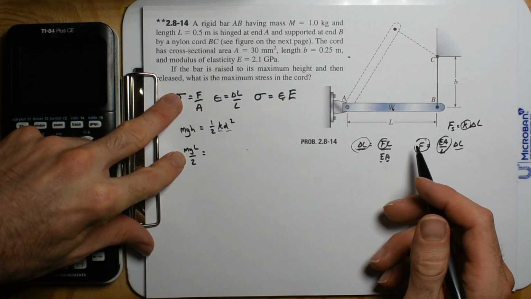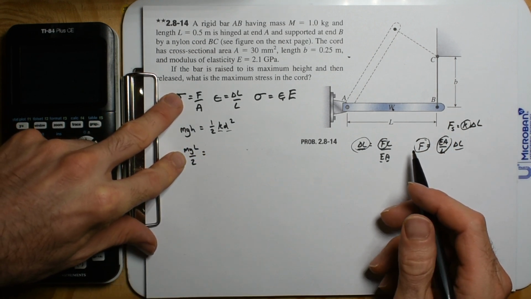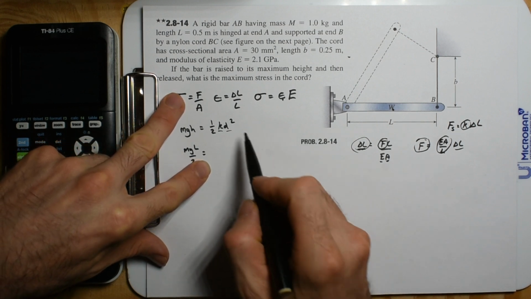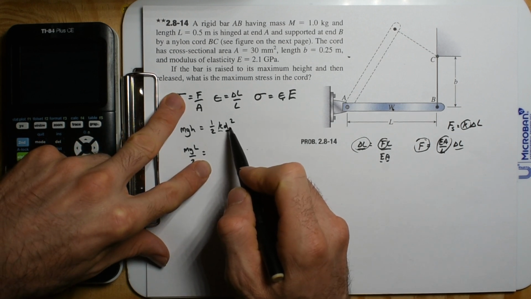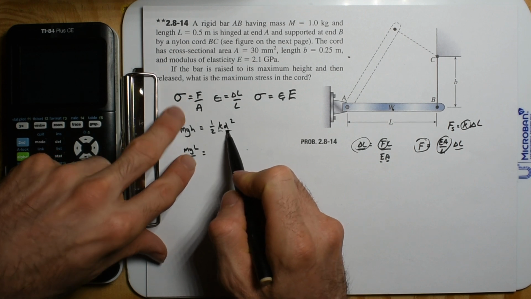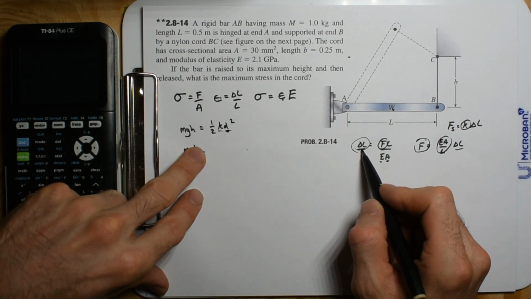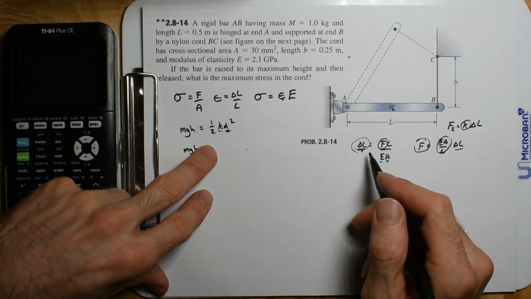How did this not work? Because if we find the change in length, so we'll do that first, then we would put it back into this equation. Why couldn't we just do that all in one go? Should we try one more time?